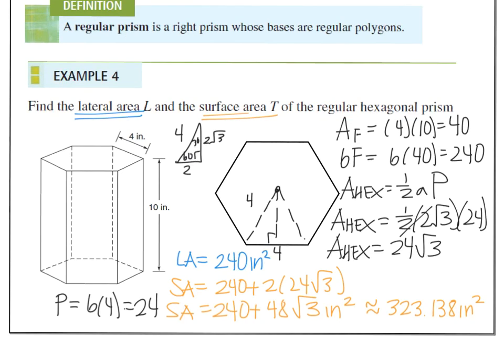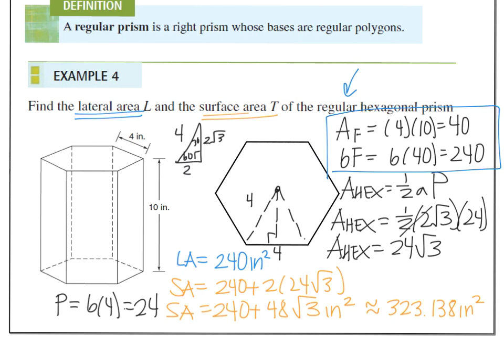Okay, so I first found my lateral area right over here. I found the area of one of my faces. Since it's regular, that's why we can do this. I have my base times height, 4 times 10 is 40, and I have 6 of those as I go all the way around my prism. So I have a lateral area of 240 inches squared.